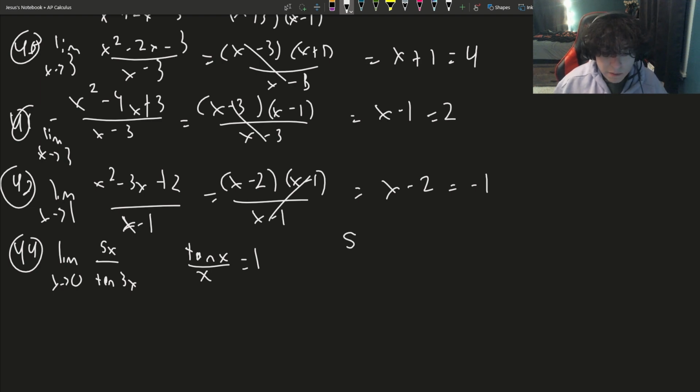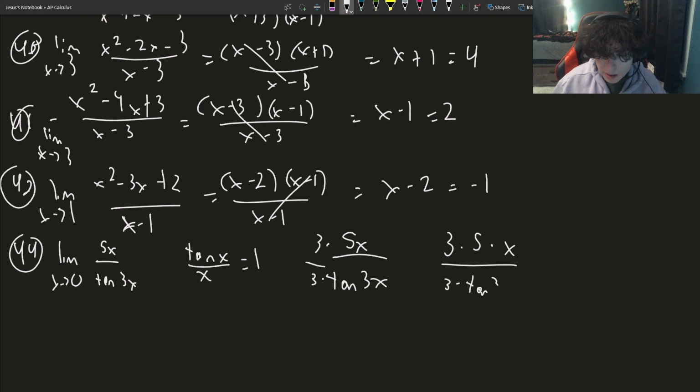So then right here with 5x, let me write it a bit bigger. So we want 3x to be on top. So we could just multiply this by 3, oh, my thing is glitching out, by 3, and we could just multiply this bottom one by 3. So we multiply top and bottom. So now you have 3 times 5 times x over 3 times 10, 3x.